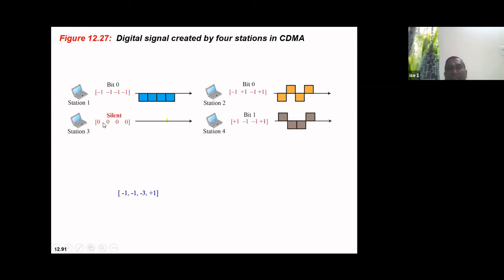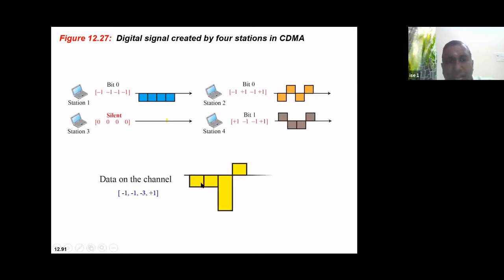Similarly, station 3 is silent, all zeros, so there is no signal here. Then D4C4 is +1 -1 -1 +1. So this is +1 -1 -1 +1. Have you understood this so far?